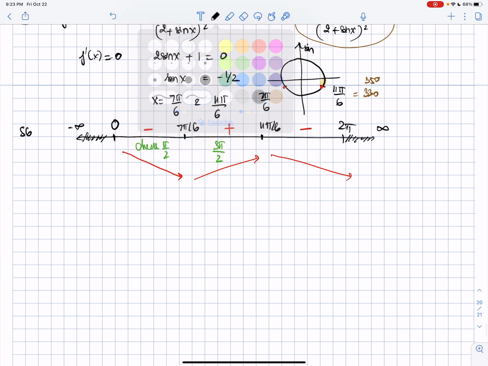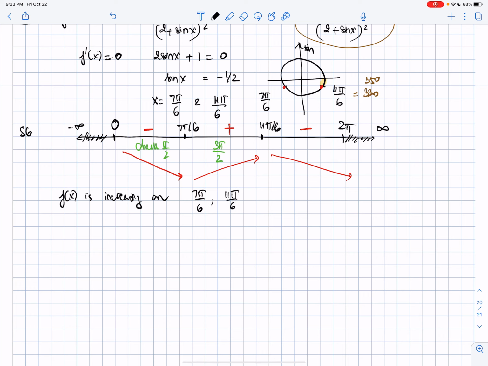So now we answer: function f of x is increasing on 7 pi over 6 to 11 pi over 6, and f of x is decreasing on 0 to 7 pi over 6 union 11 pi over 6 comma 2 pi.